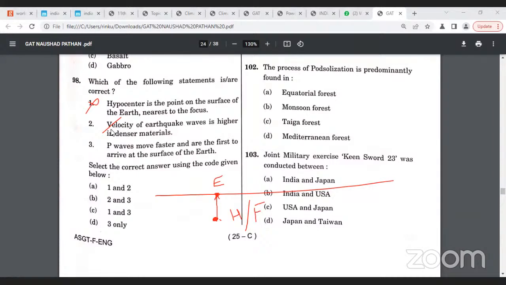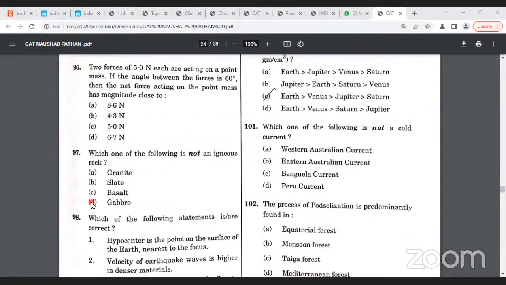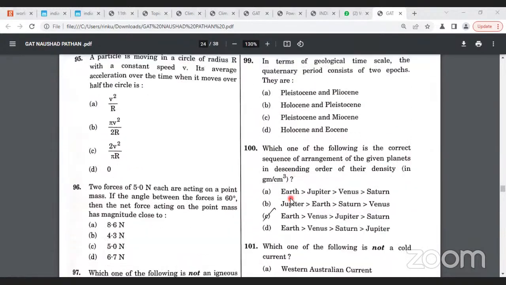Then the P waves and the S waves together react with the rocks of the surface of the earth to generate the surface waves. And it is the surface waves that create the maximum damage to human beings or any structures on the surface of the earth. So in our case, statement 1 is wrong, but 2 and 3 are correct. So the option should be B. This is your answer. 98 ka answer should be B.